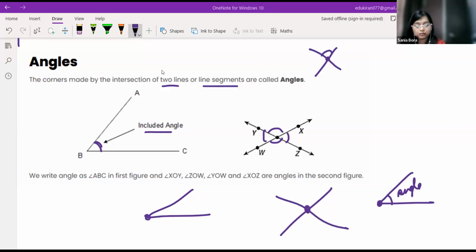Ma'am, a line segment can be found in a ray as well as in a line, right? They are all different concepts basically. A line segment means you have fixed points. In a ray, you don't have any fixed end; you have only a starting point, but not the ending point. But in a line segment, you have the starting point as well as the ending point. They are fixed. You cannot move.